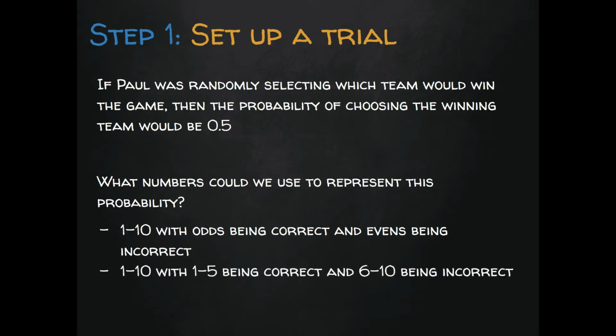We could use 1 through 10 and have 1 through 5 be that he correctly picked the winner and 6 through 10 being that he was incorrect. Or we could keep it simple and say we're going to use the numbers 1 and 2, with 1 being that Paul was correct and 2 being that he was incorrect. For this example, we're going to stick with the easiest and simplest option of using 1 and 2.